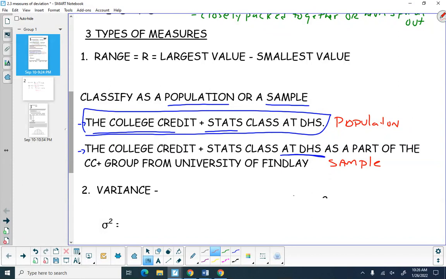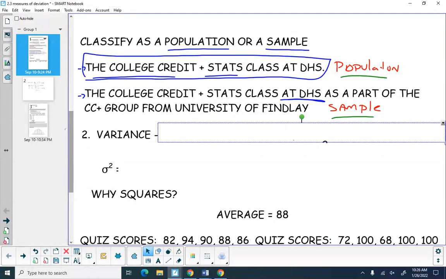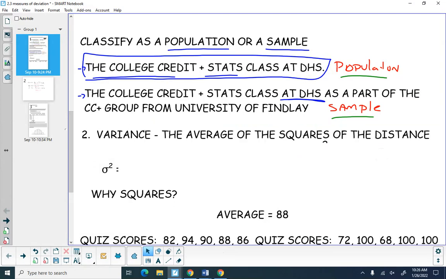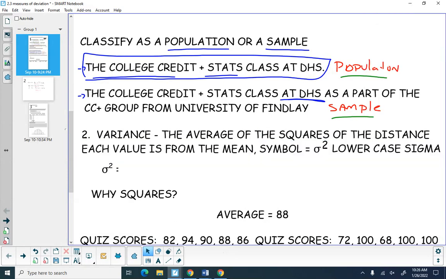Most of the time, those things are going to be given to you. But sometimes you'll have to think through that process: am I a sample or population? Because our next way of describing our dispersion, or the spread of data, is called the variance. Now the range you have done, but the variance and the standard deviation are the things that you have not done.